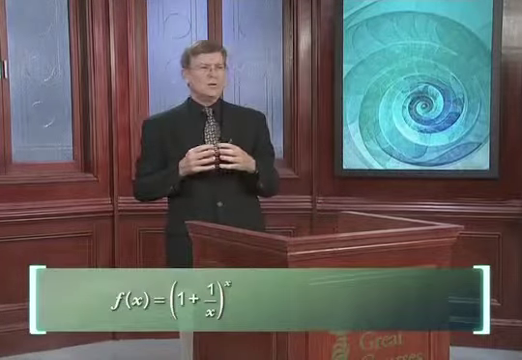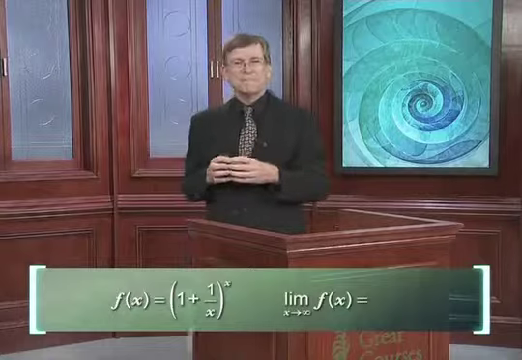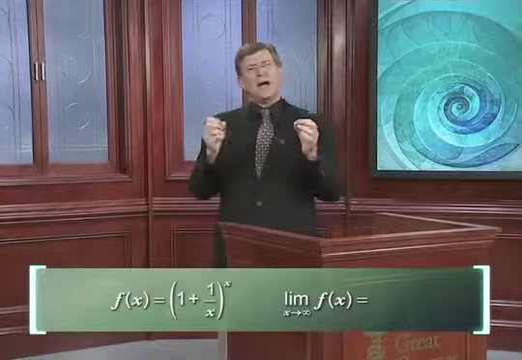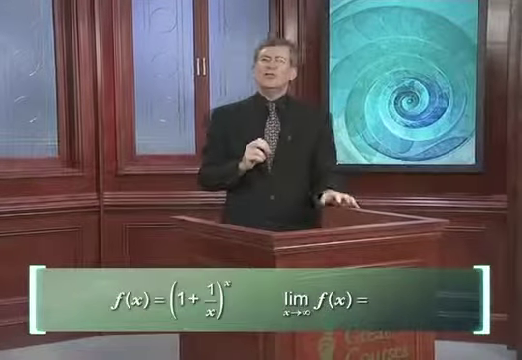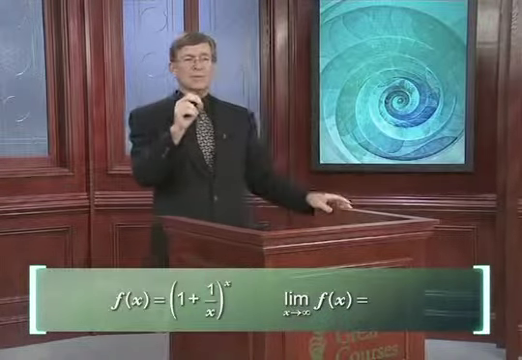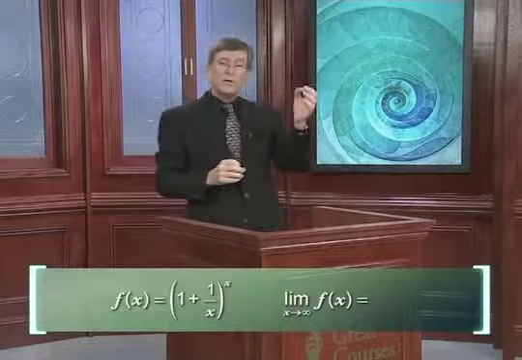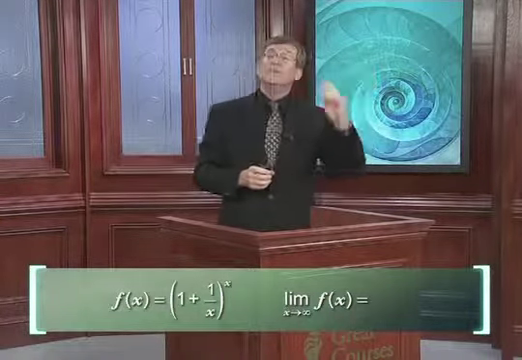And I ask the following question. What's the limit as x goes to infinity? In other words, what's its horizontal asymptote? Now, some of you might argue as follows. This is 1 plus something really small, because x is going to infinity. And 1 plus something small to the infinity power, well, it's a little bit bigger than 1 to a big power. Maybe the answer is that it goes to infinity.